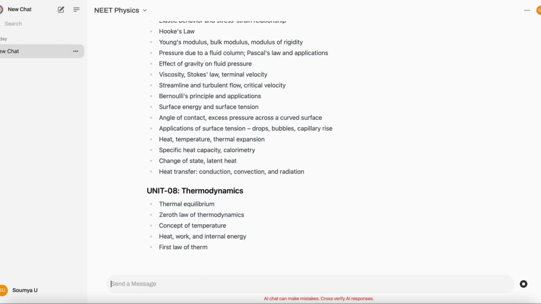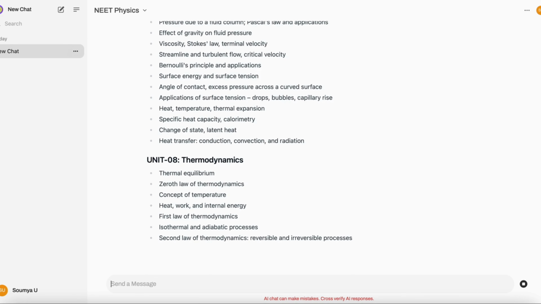Unit 08, Thermodynamics: Thermal Equilibrium, Zeroth Law of Thermodynamics, Concept of Temperature, Heat, Work, and Internal Energy, First Law of Thermodynamics, Isothermal and Adiabatic Processes, Second Law of Thermodynamics, Reversible and Irreversible Processes.